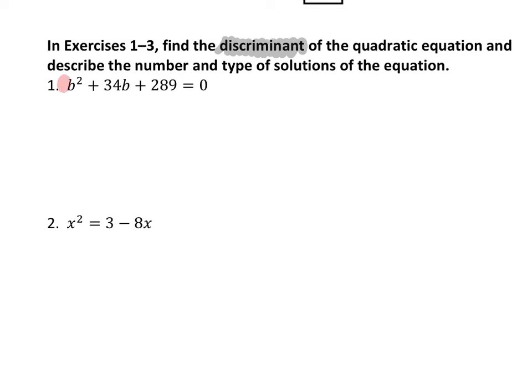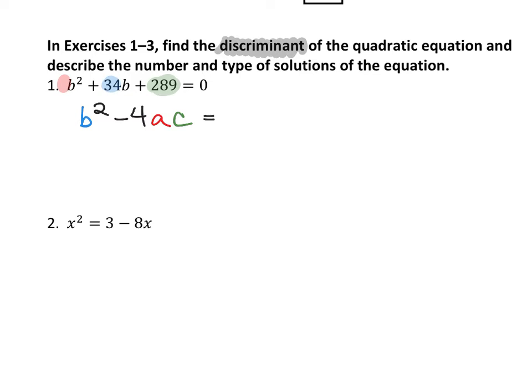Okay. What is the b value? 34. It's the number next to the regular letter. And what is c? 289. Cool. I know all of the things that I'm plugging into my formula. My formula was b squared minus 4 times a times c. That's the discriminant formula. We just need to plug those numbers in.